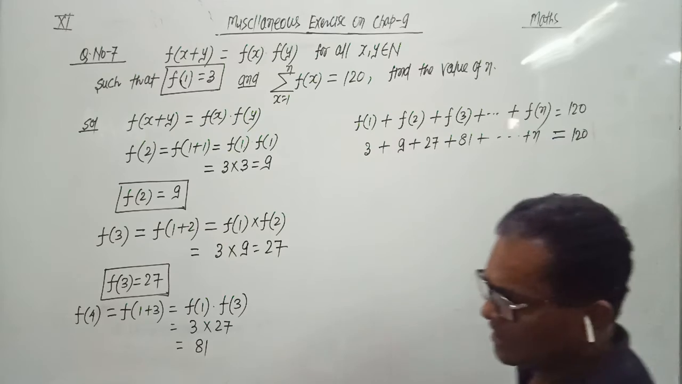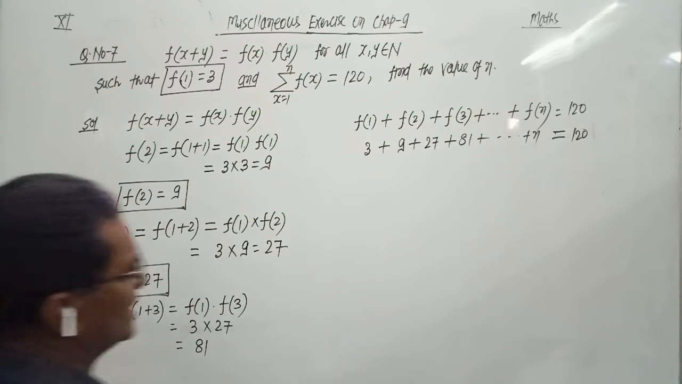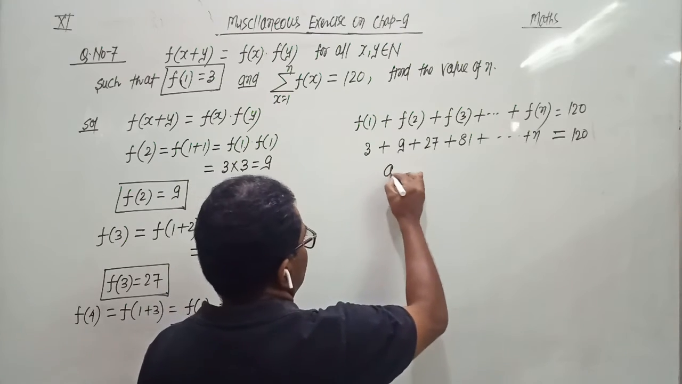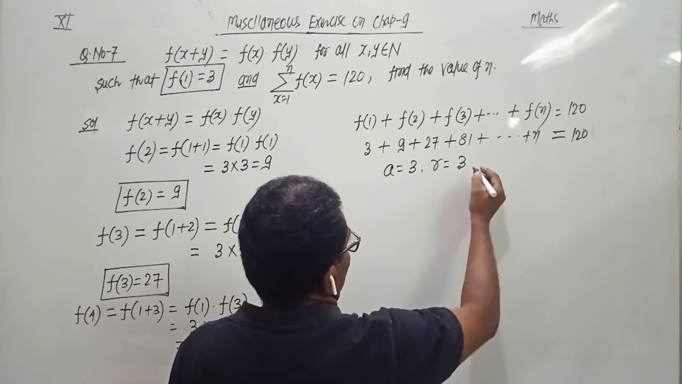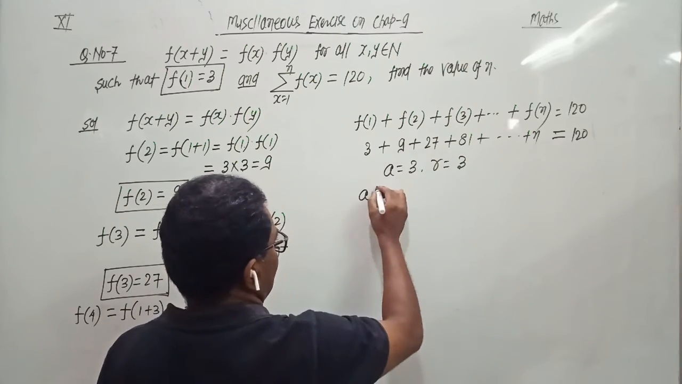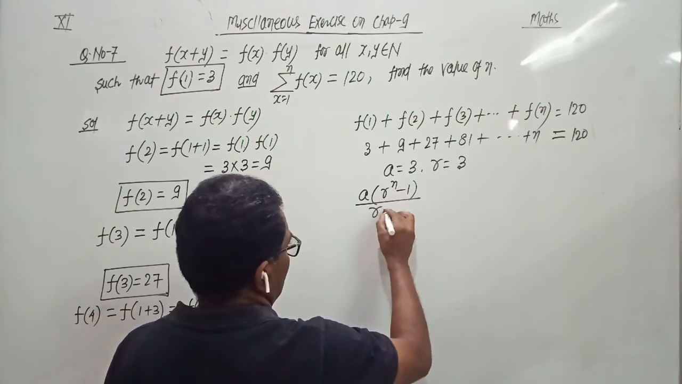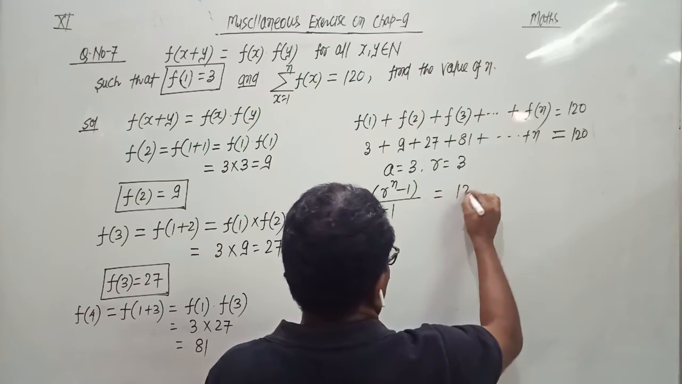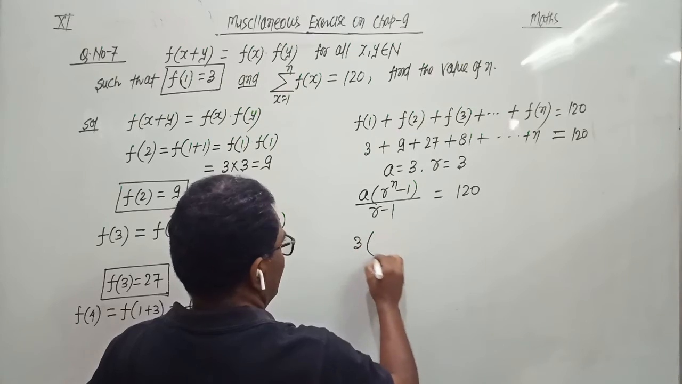This sequence is a GP, and the sum to n terms of the GP is given as 120. The first term A is 3. The common ratio is also 3. So we use the formula for finding the sum: A into r raised to the power n minus 1 upon r minus 1 equals 120. The value of A is 3, and the value of r is also 3.